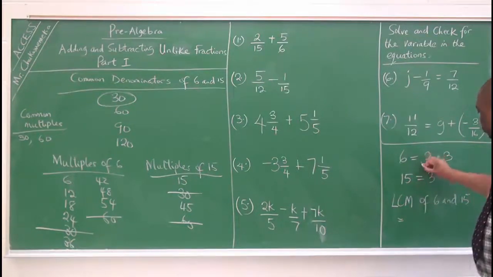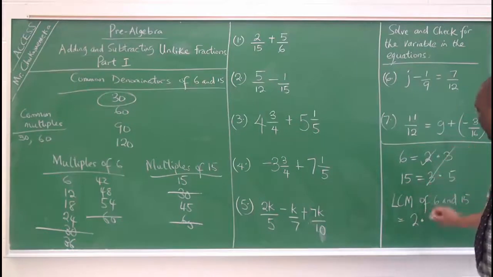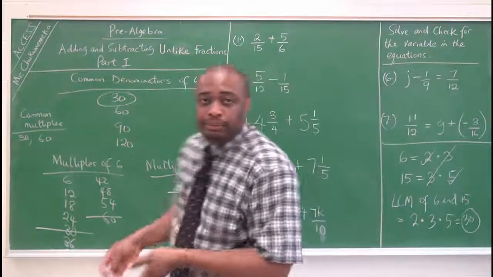So 2 will come 1 time. Now 3 and 3 appear 2 times. If you have a number that appeared twice, count it as 1. So 3 and 3, you take only a single 3, times 5. So this will be 2 times 3 is what? 6. 6 times 5 is what? 30. That tells you that 30 is the least common multiple.